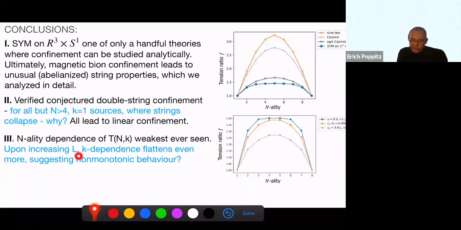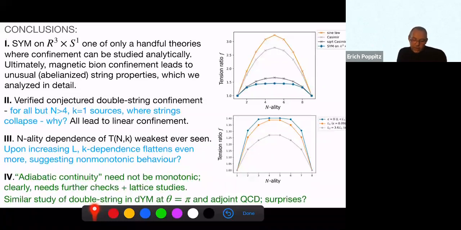Upon increasing L, this K dependence flattens, suggesting maybe that behavior is non-monotonic. I just should point out that the curvature increases. It's not so flat anymore. I don't know what that means, at least on this scale. If you plot it here, it's going to be very hard to see because these two curves have to be fitted down here. So maybe adiabatic continuity is not monotonic, and clearly one needs further checks and lattice studies.